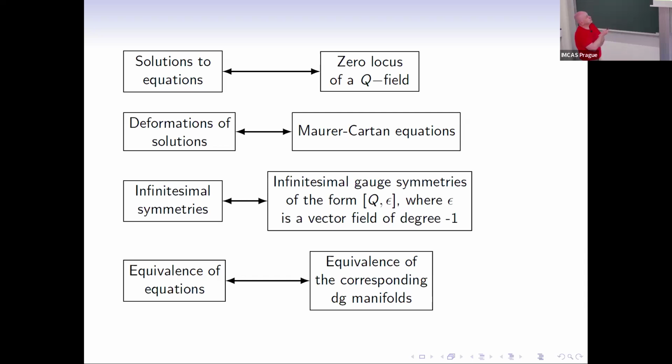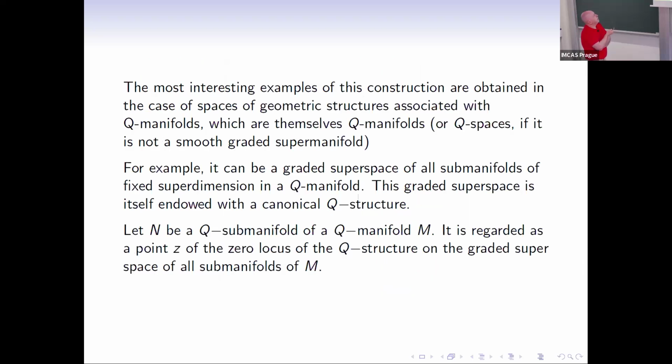The infinitesimal symmetries, or what are sometimes called gauge symmetries, are given by the flows of Q, the bracket of Q with some vector field of degree -1. This is how it generally looks. And the equivalence of equations is the equivalence of the corresponding DG manifolds. So it's a very general principle which works in many contexts. Then usually one needs to make sense of that in the particular situation. For instance, there can be many examples.